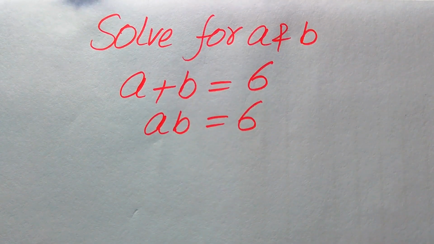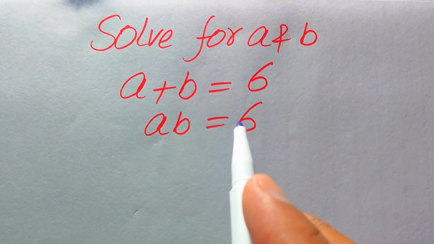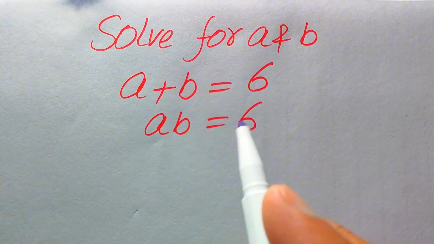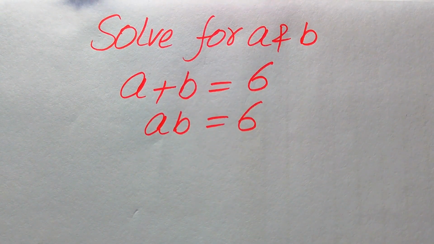Hello everyone, welcome to solve this nice math Olympiad algebra problem. So here we have a plus b is equals to 6 and ab is equals to 6, and we solve this problem for all the values of a and b. So here first we find all the roots of this equation, and at the last we will verify which of the roots are solution and which of the roots are extraneous roots.